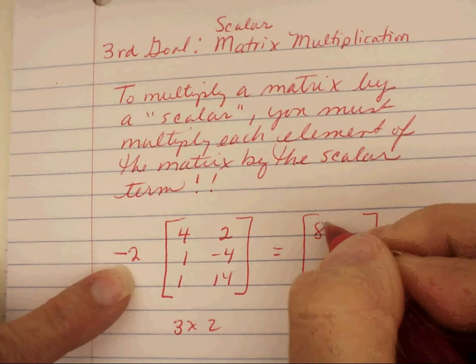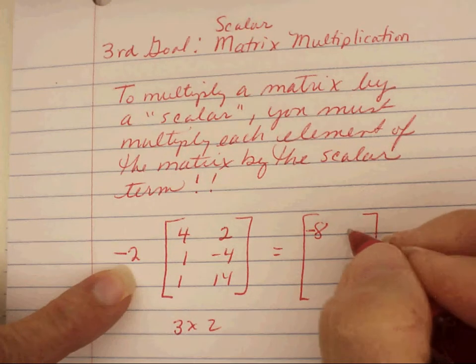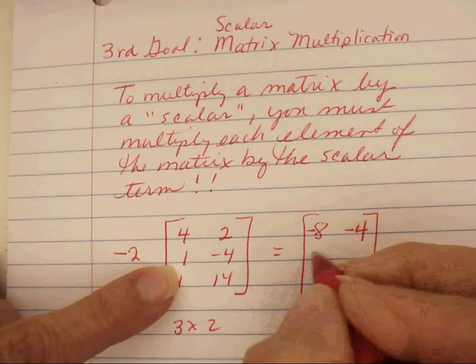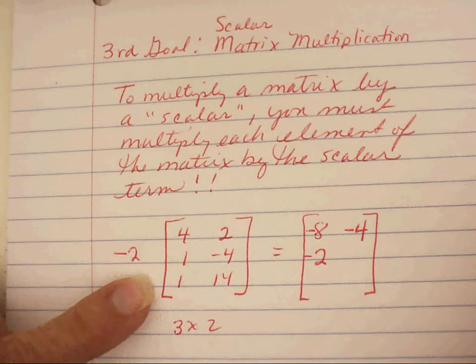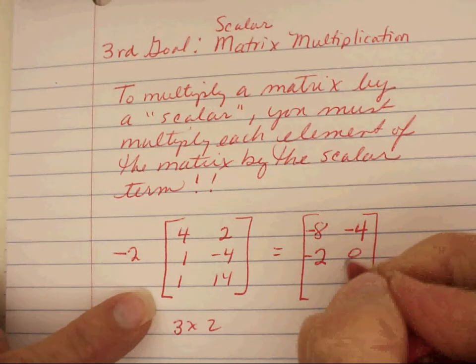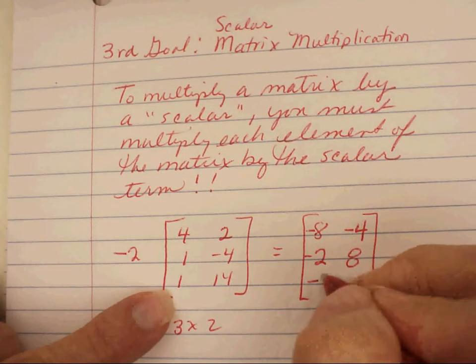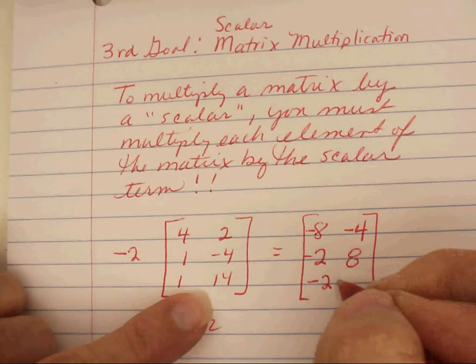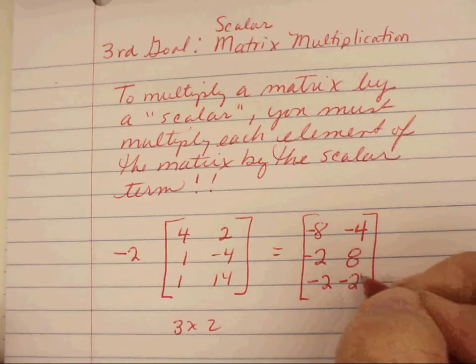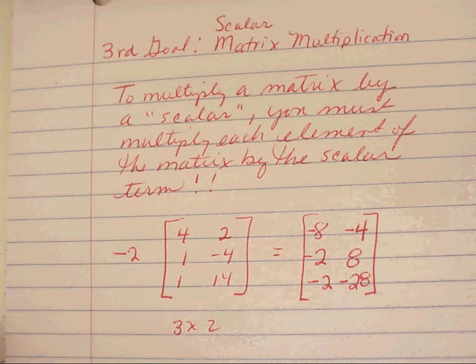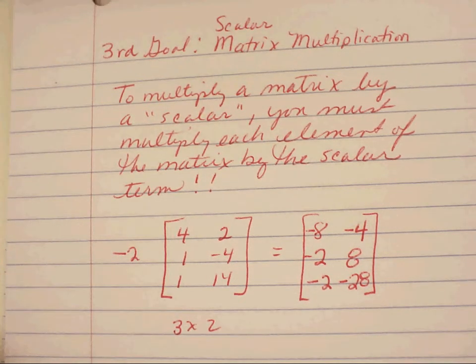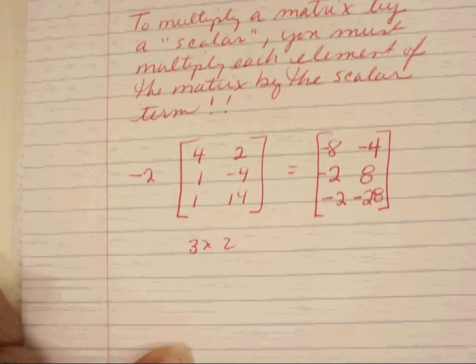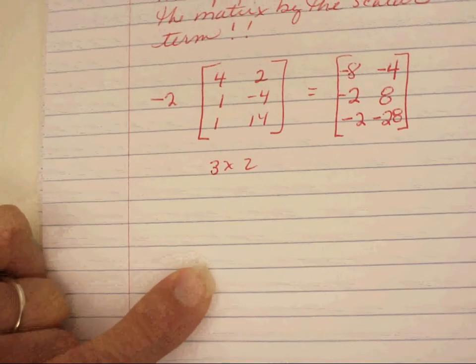So -2 times 4 would be -8. -2 times 2, -4. -2 times 1, -2. -2 times -4, 8. -2 times 1 is -2, and -2 times 14 is -28. Scalar multiplication is quite simple, just because most of you are already very familiar with the distributive property.